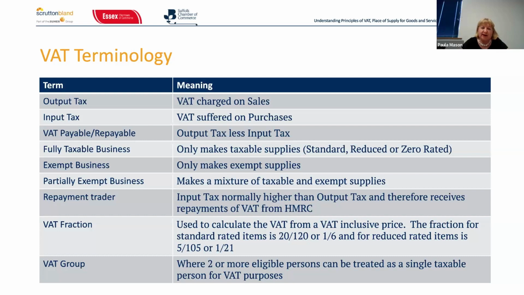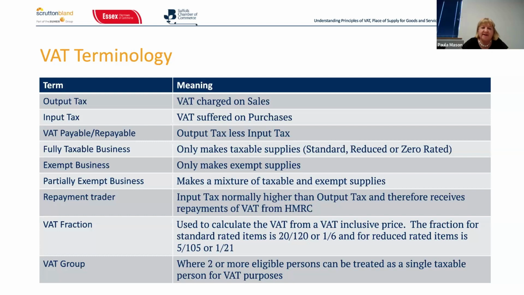So a repayment trader is a trader or a taxable person where their input tax is usually higher than their output tax, and therefore when submitting their VAT returns, they are claiming repayments of VAT from HMRC. A common example of this is a farmer who quite often makes zero-rated supplies, but they obviously incur input tax on their purchases, so they are commonly a repayment trader.